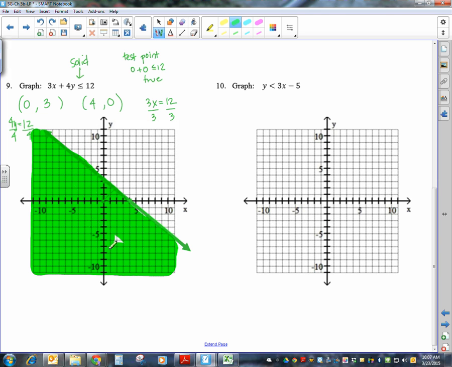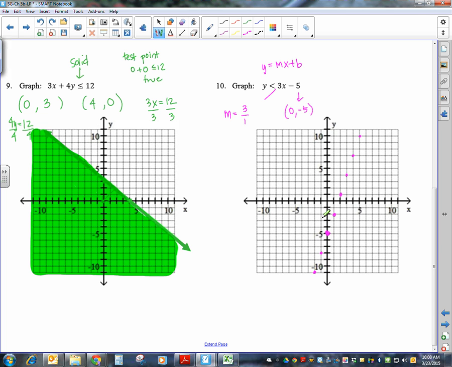Okay, moving on to the next one. It says y is less than 3x minus 5. This one does not have x and y on the same side, so I'm going to treat it like y equals mx plus b and find out that my y-intercept is (0, negative 5), and my slope is 3, which is 3 over 1. That means I'm going to go up 3 and over 1, up 3 over 1, up 3 over 1. We are supposed to fill up our graph, so I'm going to keep going. Or I could go down 3 and to the left 1, down 3 and to the left 1.